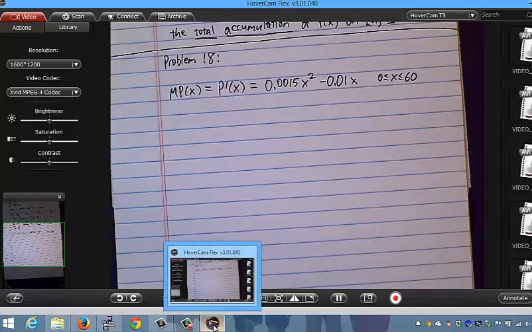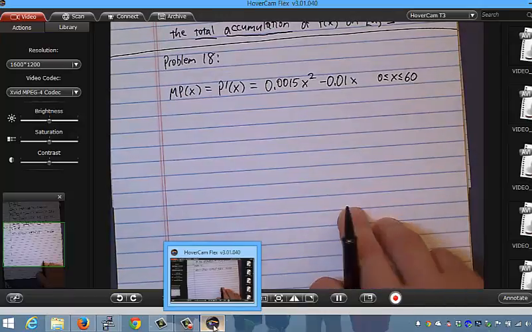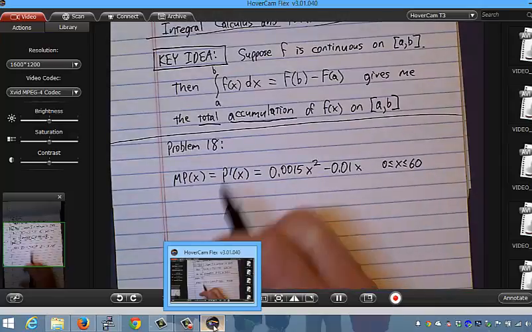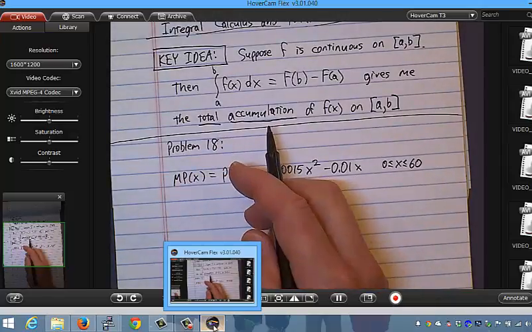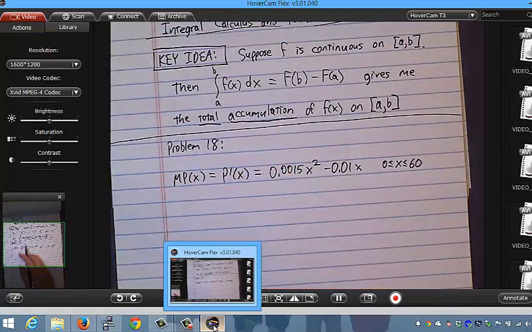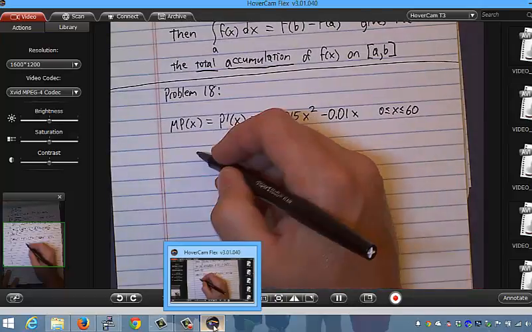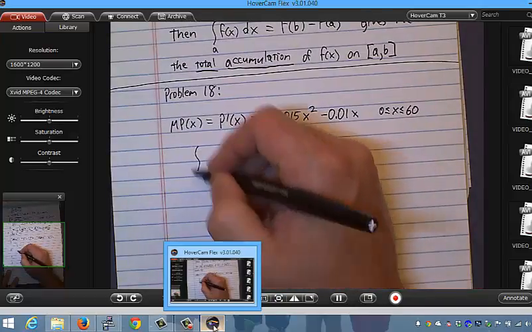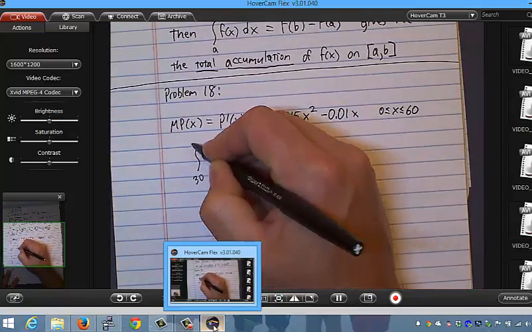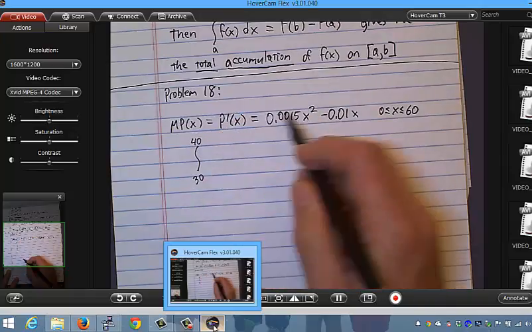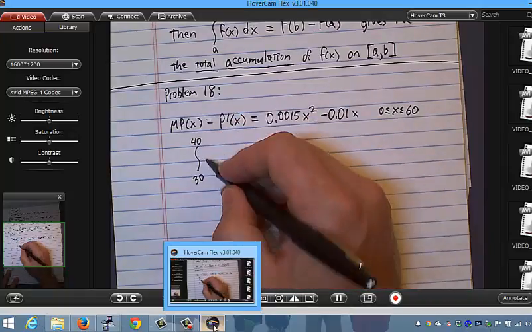And I'd like to compute what's going to be my increase in profit if I go from 30 to 40. What I'm telling you is that the key idea tells you, oh, you can get the total accumulation of that profit increase. How? We're going to integrate the marginal profit from 30 to 40.